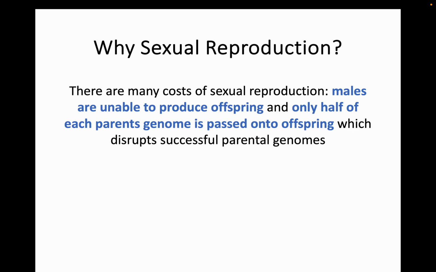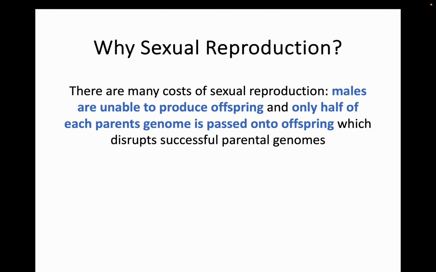So first of all, there's an idea in evolutionary biology that sexual reproduction in some ways doesn't really make sense because it takes a lot of energy, it requires two partners, and there's also a bit of a breakup of genetic variation. So one of the main ideas is that first of all, males are unable to actually produce any offspring. All the offspring production is only on females, which isn't ideal. You're cutting out 50% of the population. And only half of each parent's genome is passed on to the offspring.